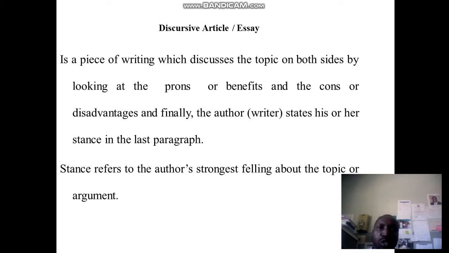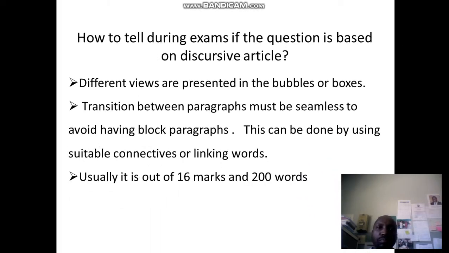So this is what we're going to discuss in short: how to discuss the advantages and disadvantages, then how to give your stance, and then how to write a discursive article or essay. Let's continue. How to tell during exams if the question is based on a discursive article.